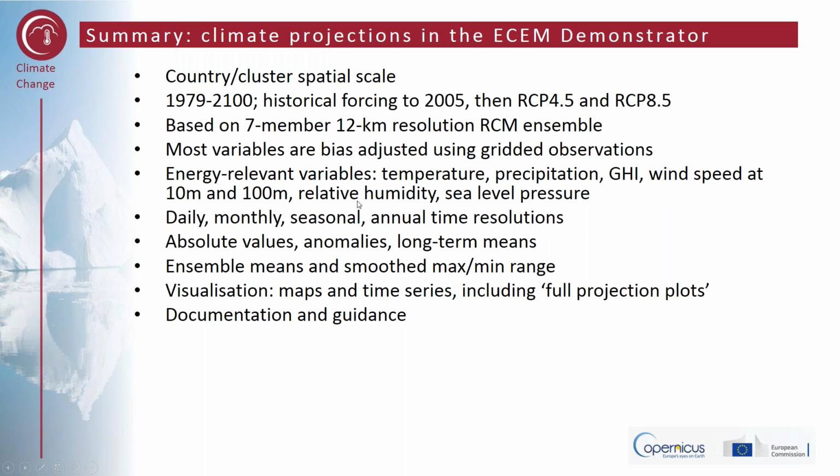We have various combinations of the different ways in which data are presented on different time scales. The highest temporal resolution information is daily, but we also have information at monthly, seasonal and annual time scales, absolute values, in some cases anomalies and long-term means, and max-min ranges. And as you saw from the examples, you can visualize the data both in map form and also as time series, including the full projection plots.